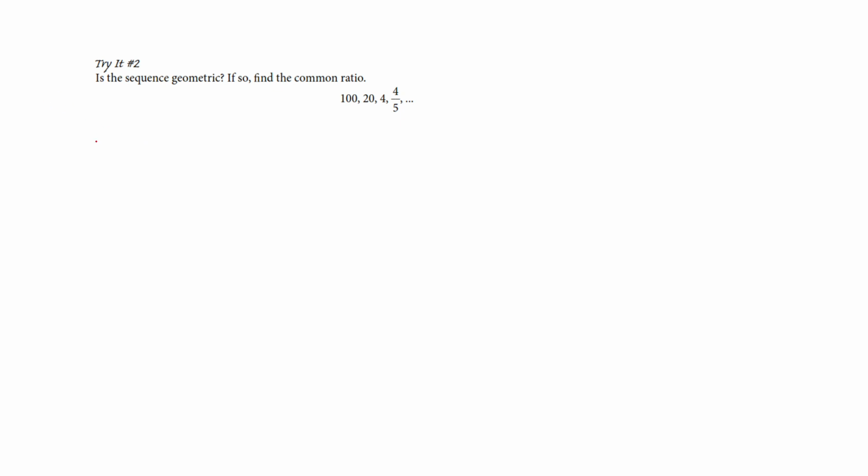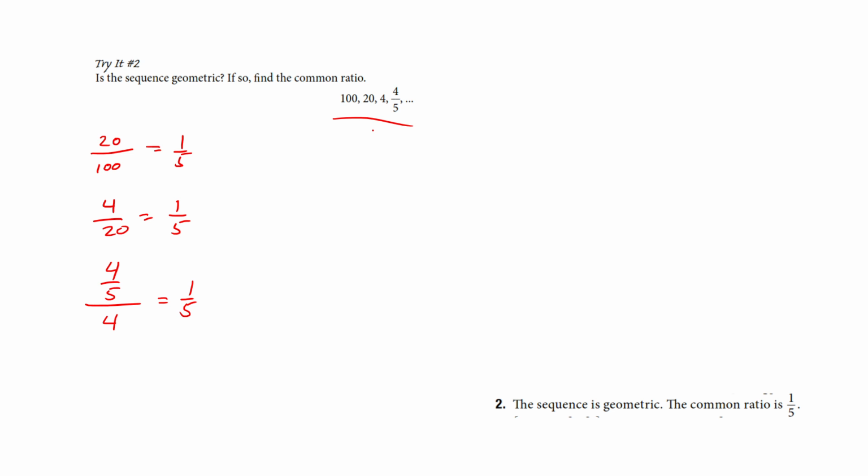Okay, let's try another one. So we're going to do 20 divided by 100. That's going to get me 1/5. Let's try 4 divided by 20. It's going to get me 1/5. And then we could keep going here. So you keep, change, flip. This is going to be 4/5 times 1/4, but it's going to be 1/5. So we keep getting this common ratio. So this is a geometric sequence.